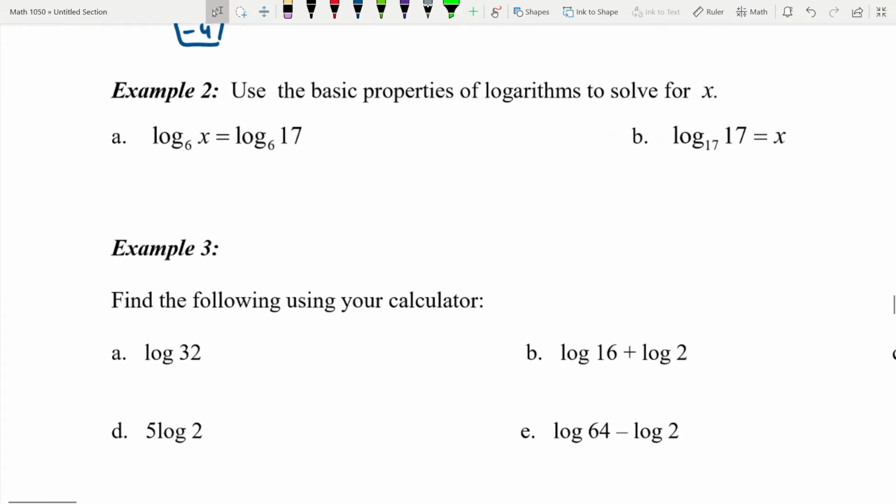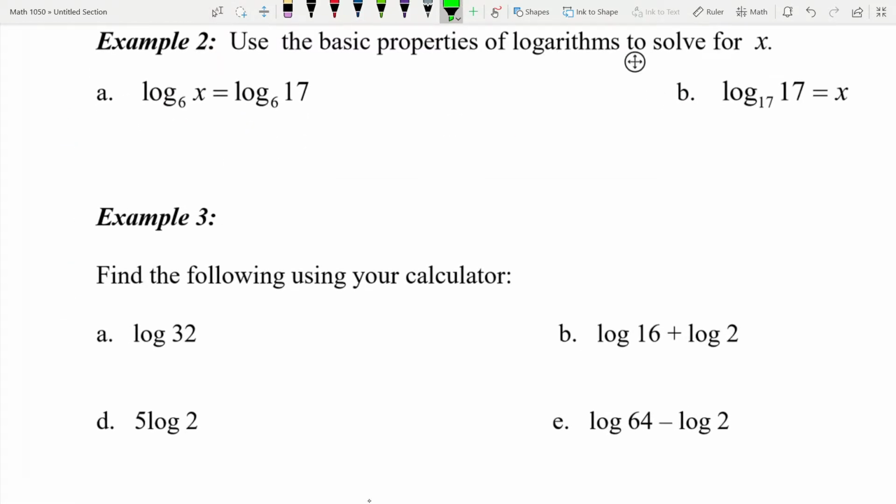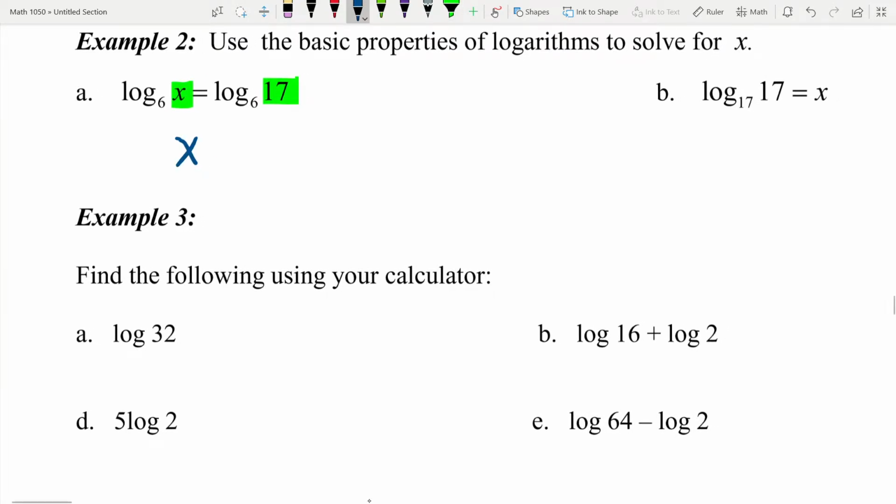Okay, question A. If log base 6 of x is log base 6 of 17, then x must be, tell me, 17. Very easy.